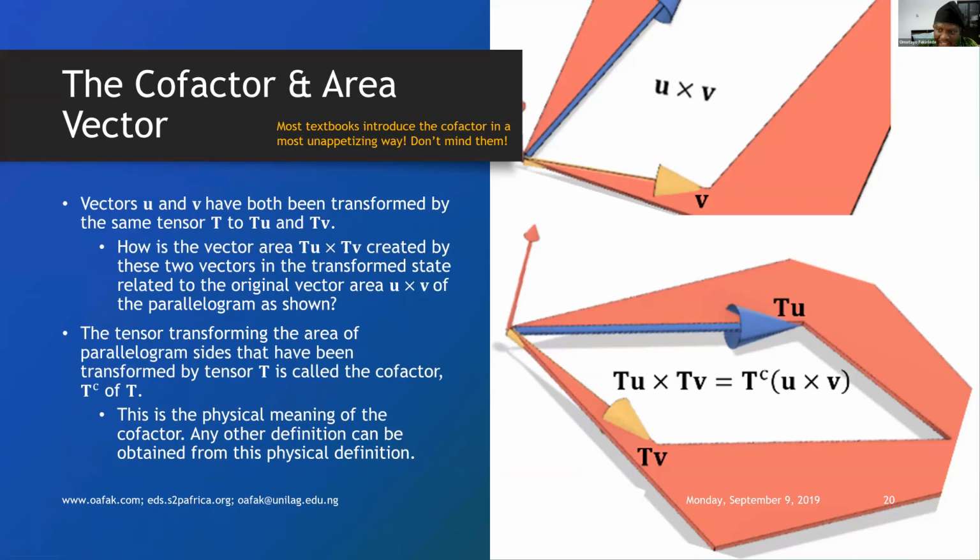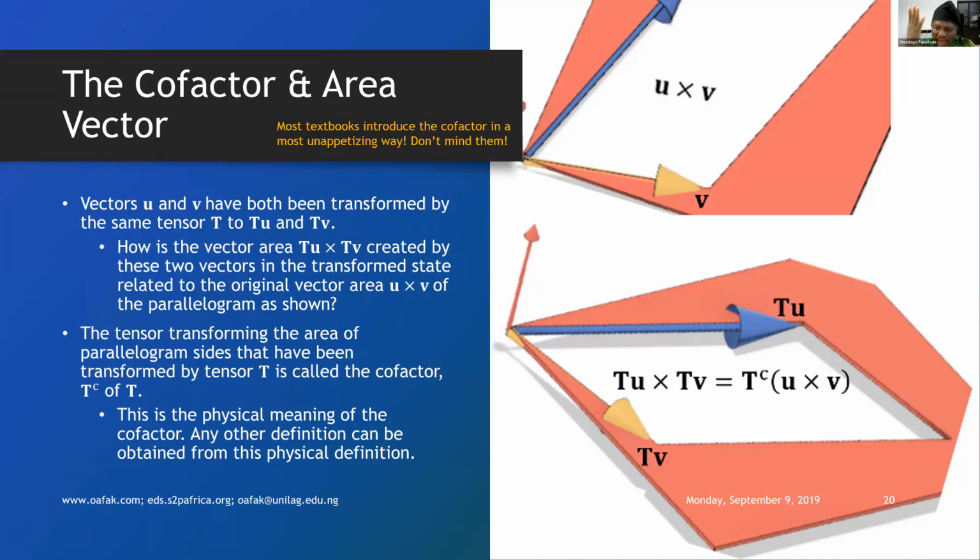Now you will see that if you have an elementary volume like a parallelepiped, U dot V cross W, and you transform each of the vectors forming it, you will find out that it is not that same tensor that is transforming the volume. It's something else that's transforming the volume. Like if you have an area and the vectors on the area are transformed by T, it is the cofactor of T that transforms the area. If you have a volume and T is transforming the lines that make the volume, it is the determinant that transforms the volume. You will see that later on.